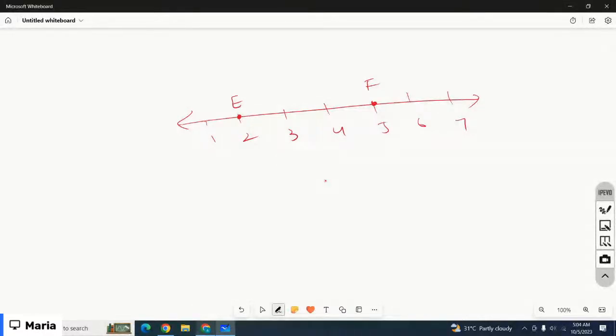So the coordinate for E is 2 and F is 5. The length would be the absolute value of the difference of their coordinates. That would be 5 minus 2, which is 3. So the length of EF is 3. That's how you calculate the length of the line. Let's do another example.